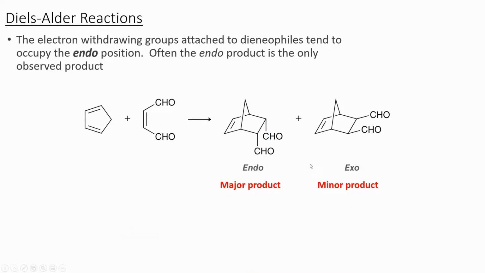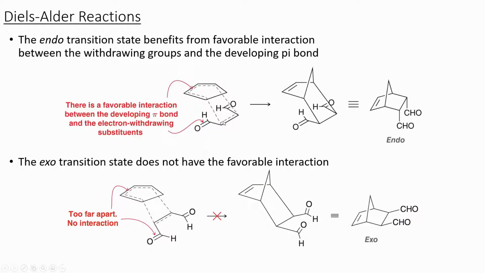The endo product is going to be the major and generally the only observed product for the reaction. And this is because of the approach of the dienophile to the diene. See, if the dienophile approaches from the bottom, then there's a favorable interaction between the electron withdrawing groups and the electron density of the diene. And that will lead us to this endo product.